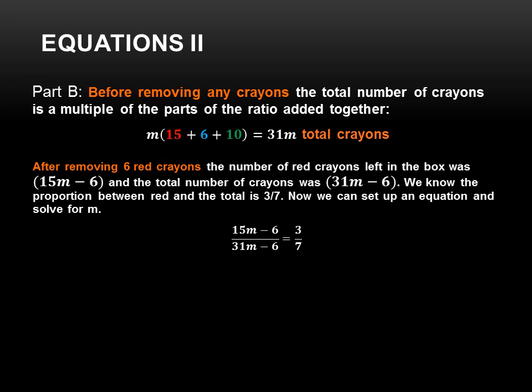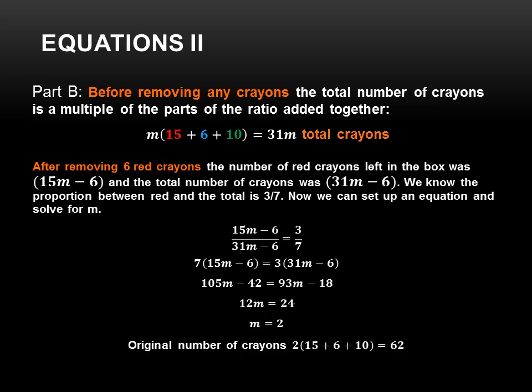Now I can set up an equation and solve for m. We first cross-multiply. Then we use the distributive property. Then subtract 93m from both sides and add 42 to both sides, which simplifies to 12m equals 24. So m equals 2. Substituting 2 for m in the original equation shows that there were 62 crayons at the beginning. Then, after removing 6 red crayons, there were 56 crayons left in the box.